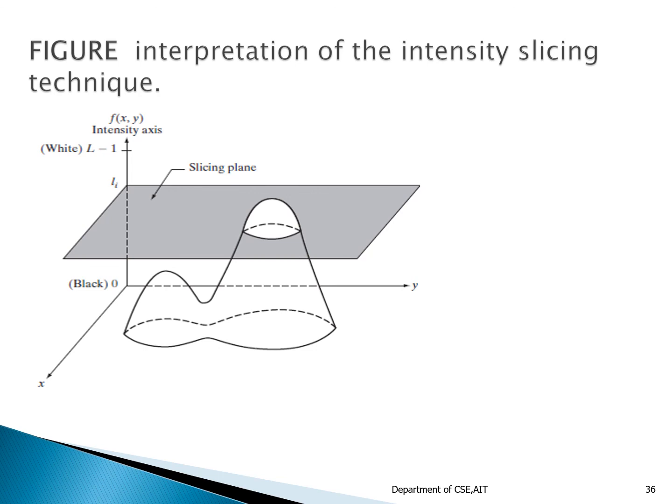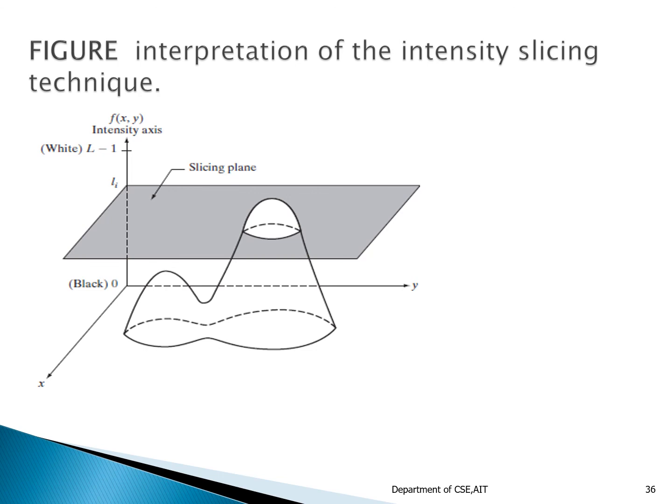Suppose that P planes perpendicular to the intensity axis are defined at levels L1, L2 up till L of P, assuming that 0 is less than P, which is less than L-1. That means P lies between 0 and L-1. The P planes partition the grayscale into P plus 1 intervals. These P plus 1 intervals are V1, V2 up till V of P plus 1.